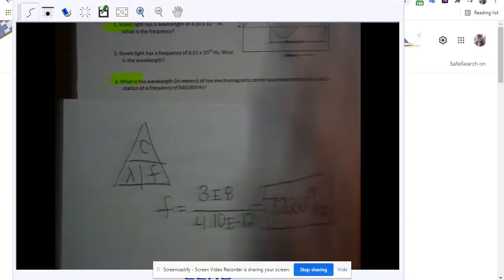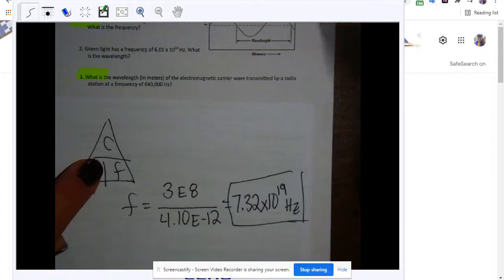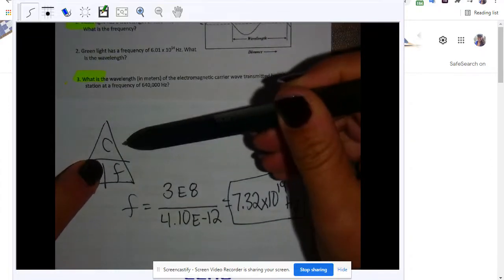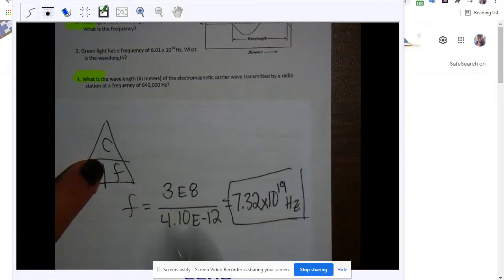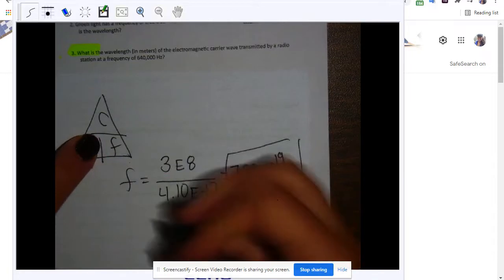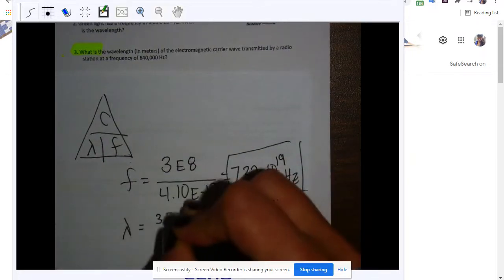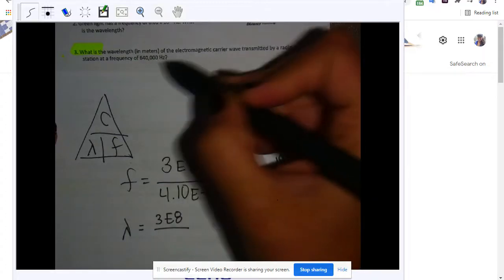Then number 3 said, what is the wavelength? So now we're solving for wavelength. We cover up lambda when we have frequency given to us. So we have speed of light divided by frequency this time. If you notice, speed of light is always on top. So now lambda is going to be equal to 3E8 divided by this big number right here.